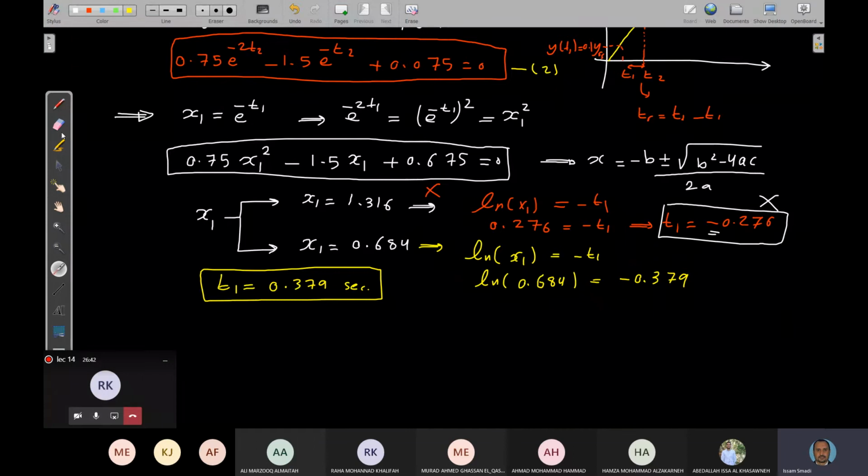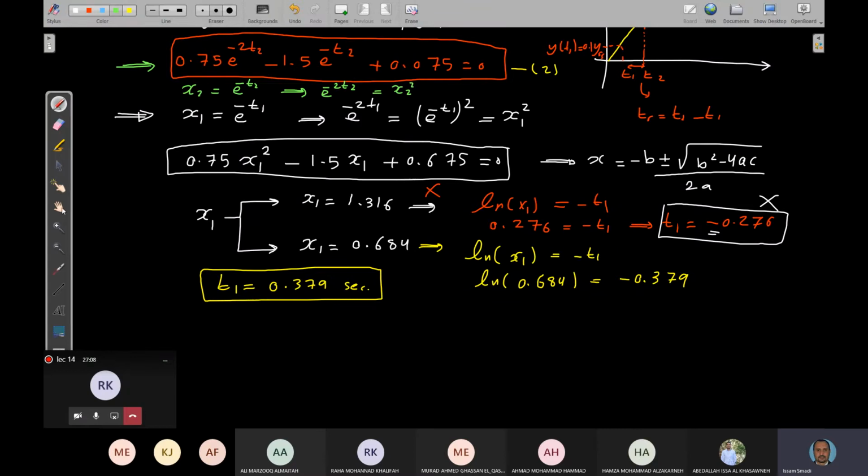What about the second equation? Can you help me with that, Raha? I will do the same. I will do the change of variable. But now here, x2 will equal exponential of minus t2. So this implies that exponential of minus 2t is equal to x2 squared.